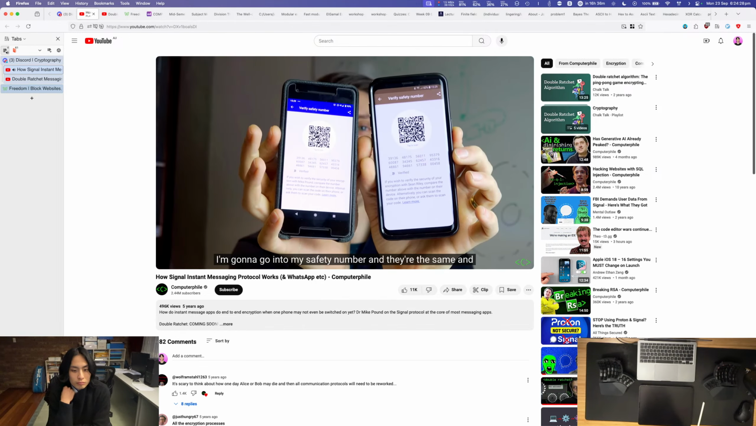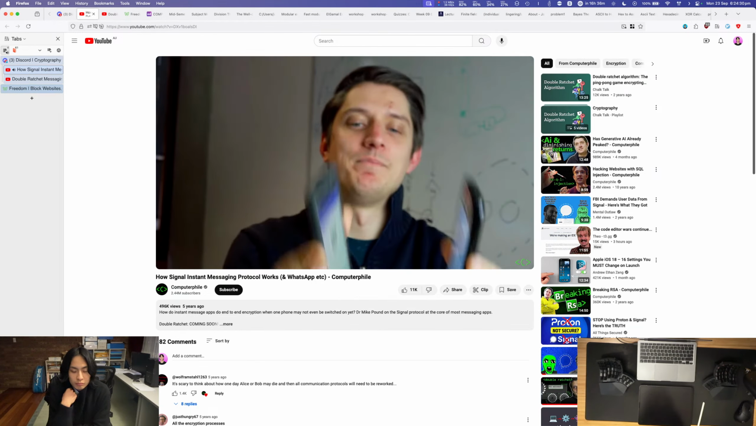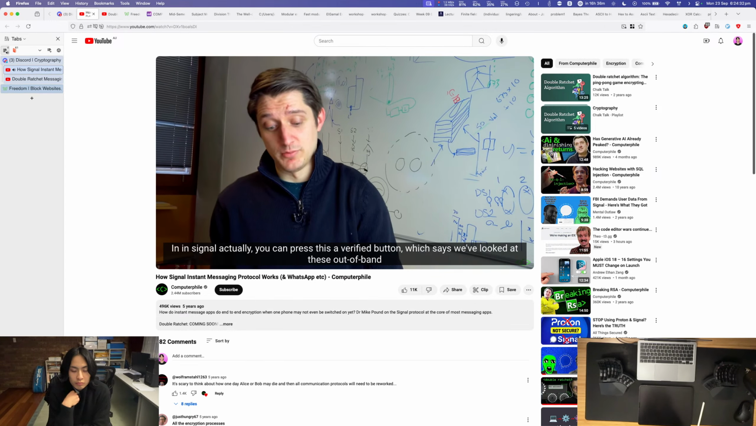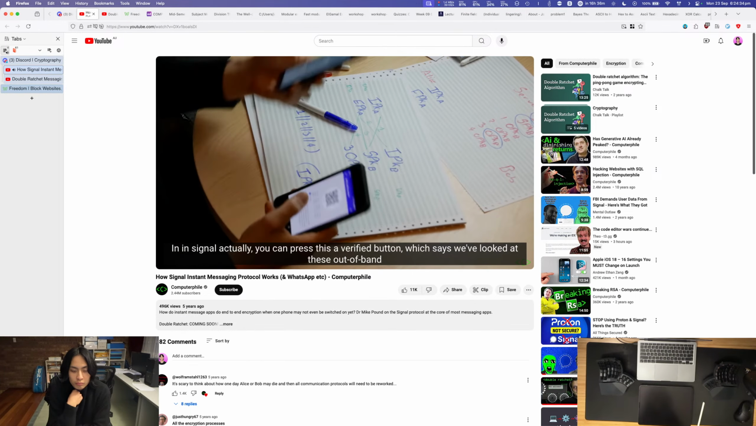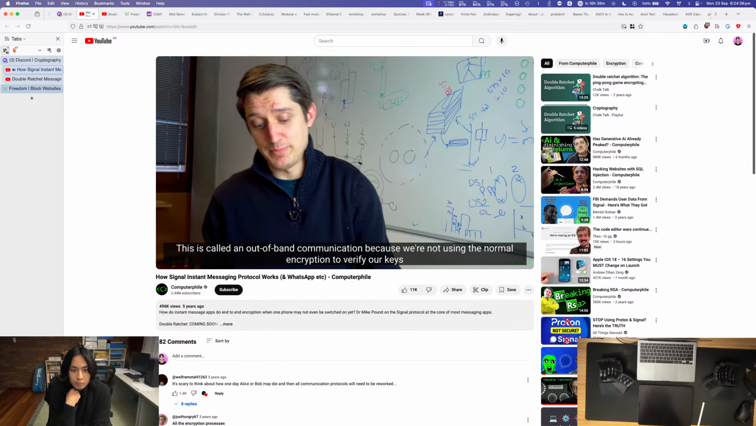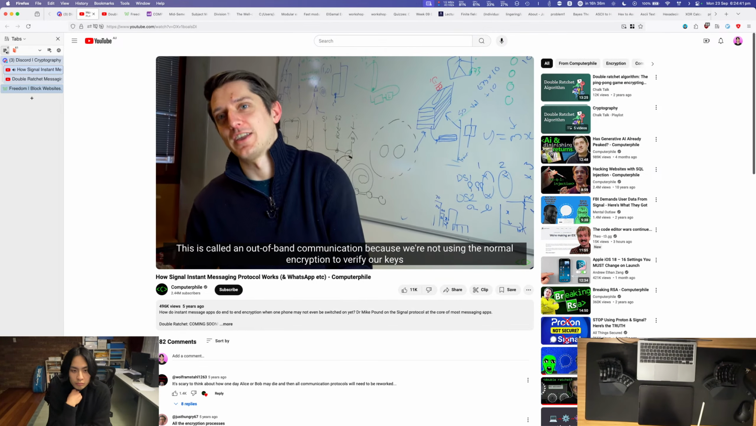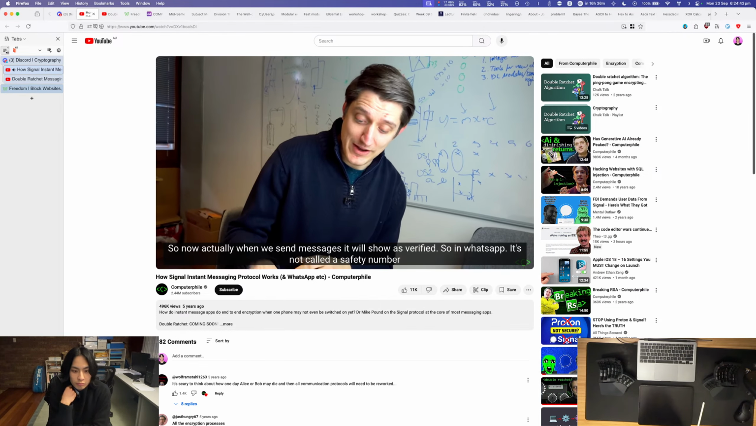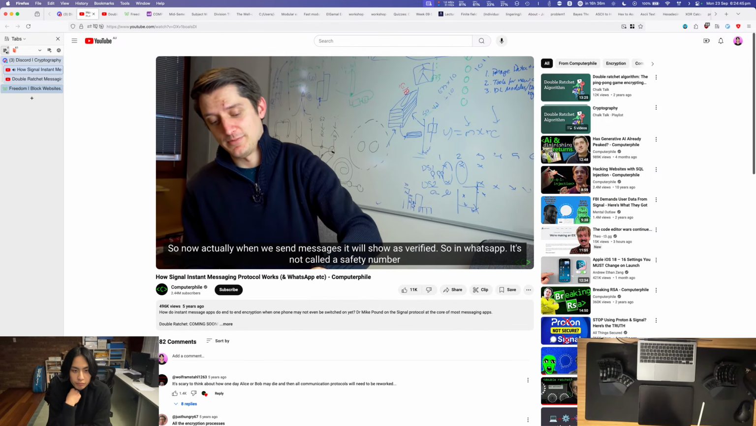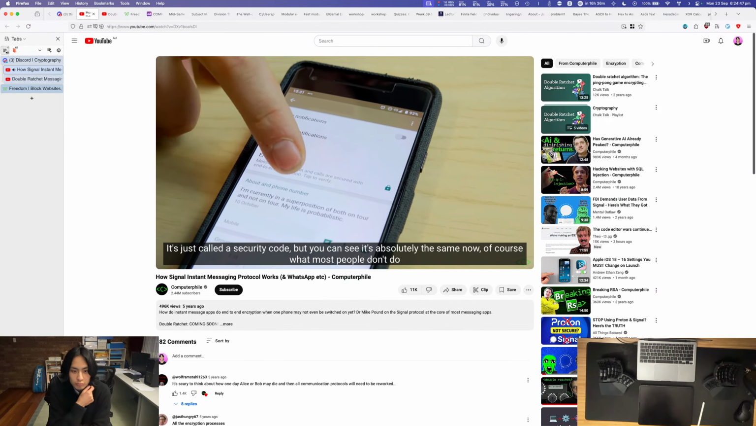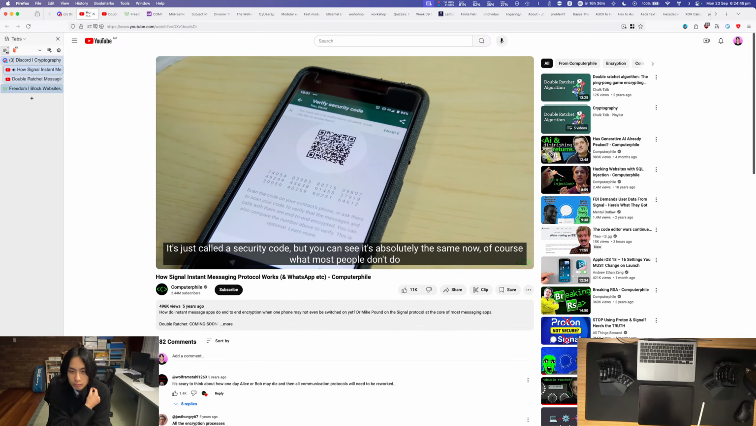I'm going to go into my safety number, and they're the same. In Signal, you can press this little verified button which says we've looked at these out of band. This is called out-of-band communication because we're not using the normal encryption to verify our keys. So now, when we send messages, it will show as verified. In WhatsApp, it's not called a safety number, it's just called a security code, but you can see it is absolutely the same.